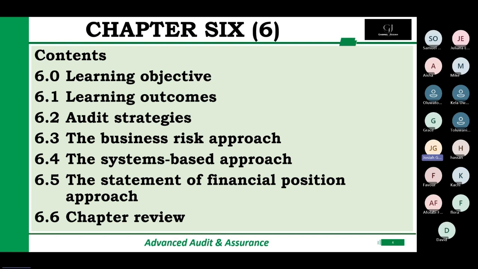Then we have the audit strategy we'll be looking at in chapter 6. Then we'll look at the business risk approach. Then we'll also look at the system-based approach. Then we'll look at the statement of financial position approach, which is practically, I think, 4 units. So from audit strategy down to SFP approach are the main contents of the audit risk chapter. Then we'll round up the chapter with the chapter review.